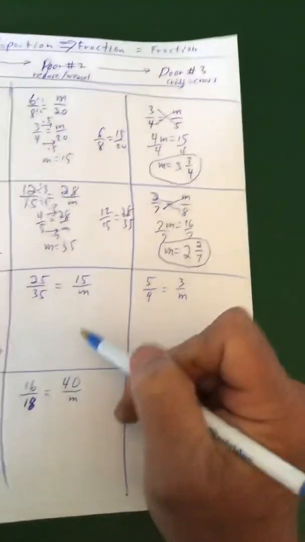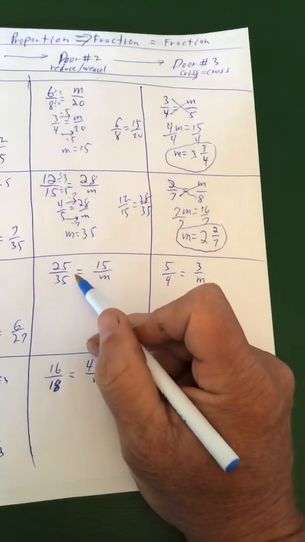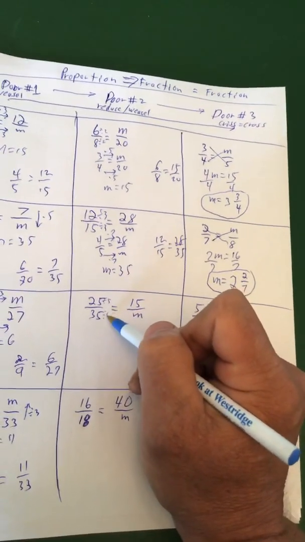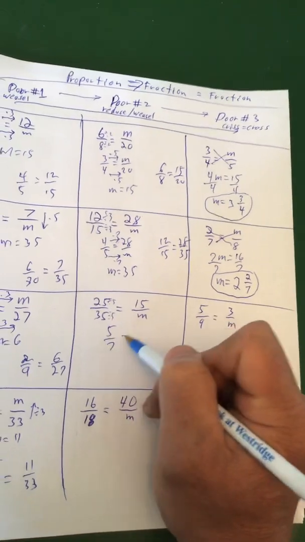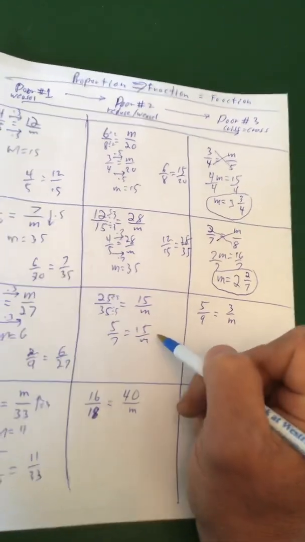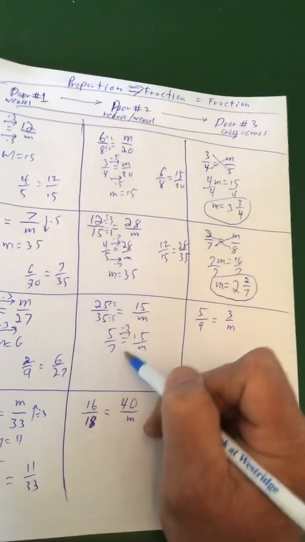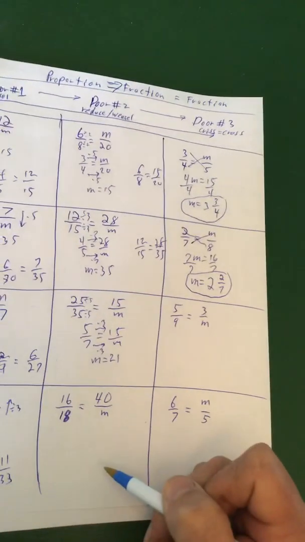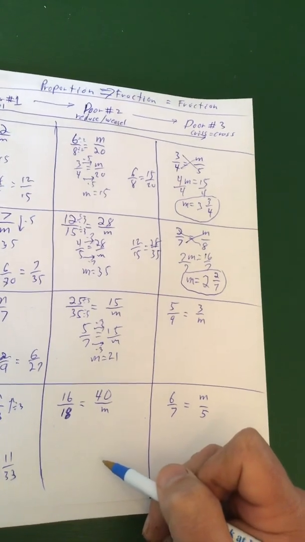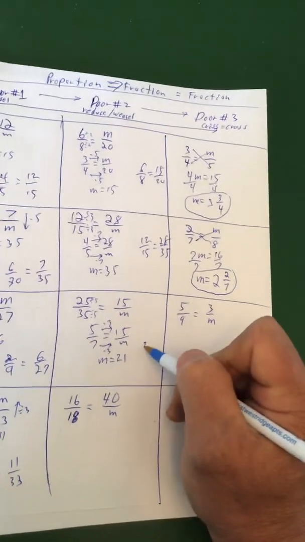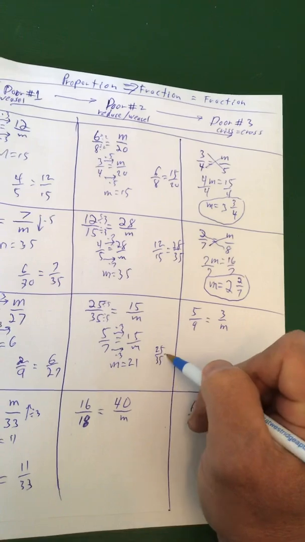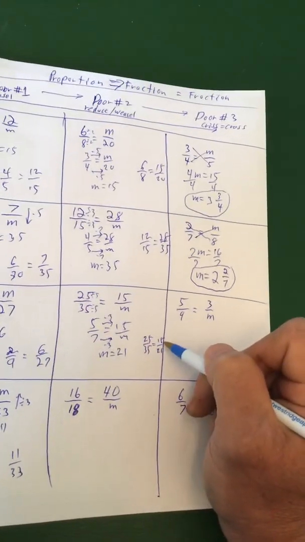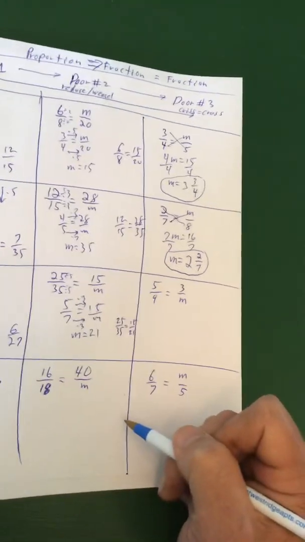And then door number 2 here. I can divide both these by 5. I'll even write that, just takes a second. This is 5 over 7 equals 15 over m. And then I'm going to show my work. This is times 3, so times 3. M equals 21. 25 over 35 equals 15 over 21. This reduces to 5/7. This reduces to 5/7.